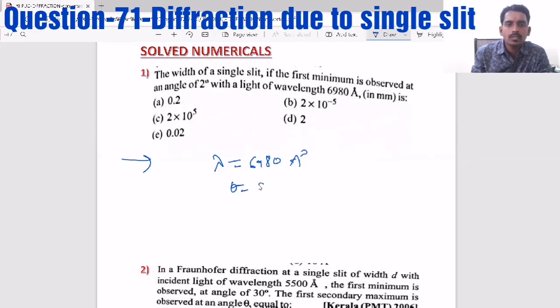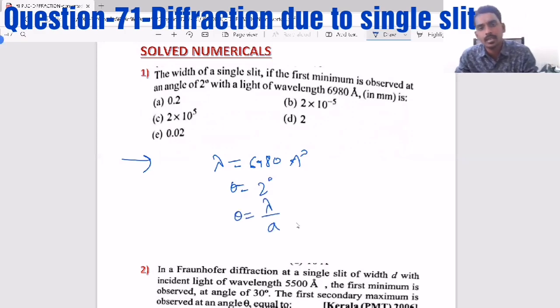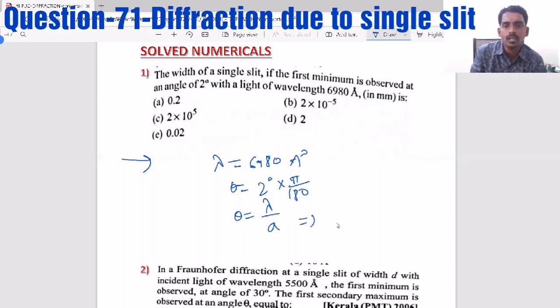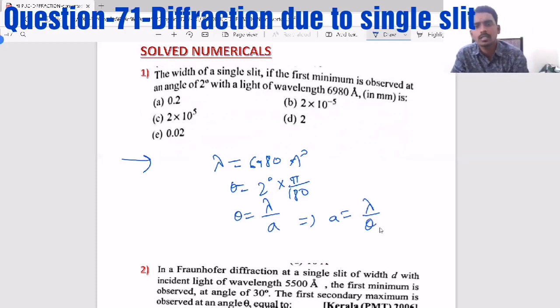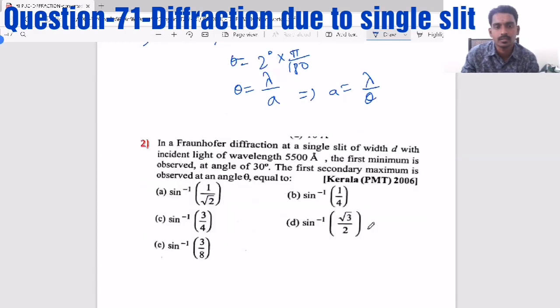And the angle is 2 degrees. Then the width of the single slit. So theta equal to what? Lambda by a. But theta we should not take in terms of degree. We have to take it in terms of radian. So pi by 180. So that they are asking to find the width a equal to lambda by theta. So then you will get the answer in terms of millimeter. Just substitute and calculate it.